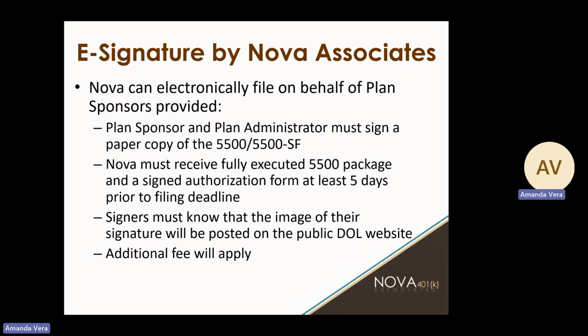You also do need to know that the image of your signature will be on the website. As I mentioned before, 5500s are subject to public inspection. So you can go to the website, search for a company name, an EIN if you have that, or a plan sponsor, and then the 5500 will show up. Everyone's able to see the 5500, and if you had Nova sign it, then your signature will be on this view. There's also some additional fees.